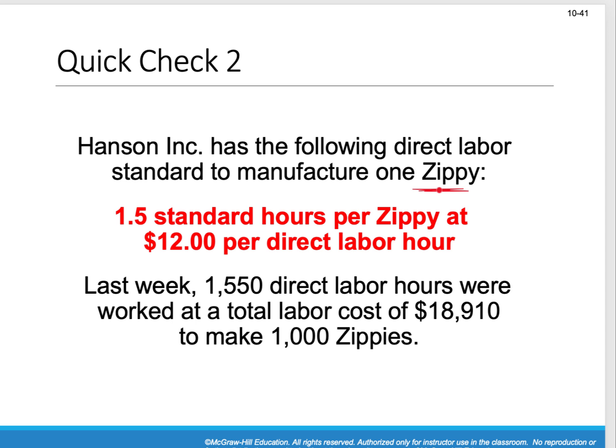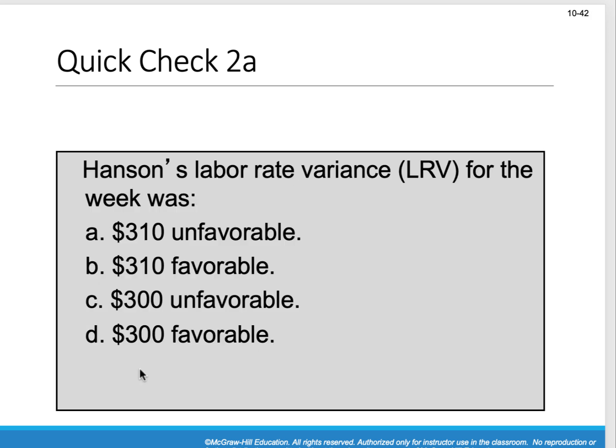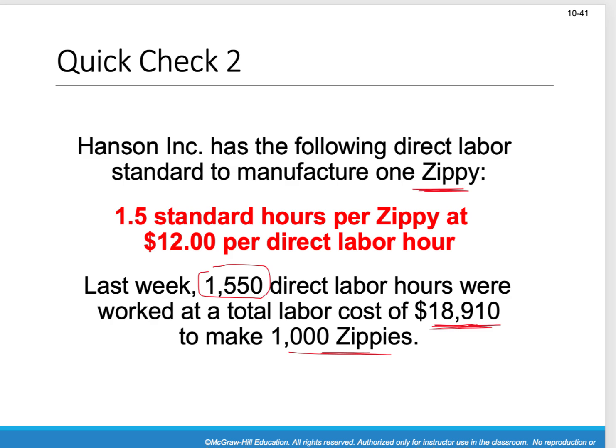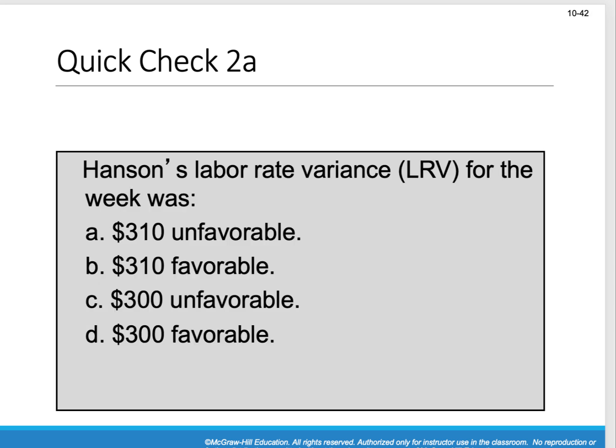We have the standard hours and we have the standard rate. Perfect. They tell us, hey, here's the actual hours you worked or that you incurred, 1,550. Here's the actual cost, 18,910, and you made 1,000 Zippies. Okay, we can go ahead and figure out what our labor rate variance is and what our labor efficiency variance is. So the labor rate variance for the week, what was it? Were we favorable or were we unfavorable?